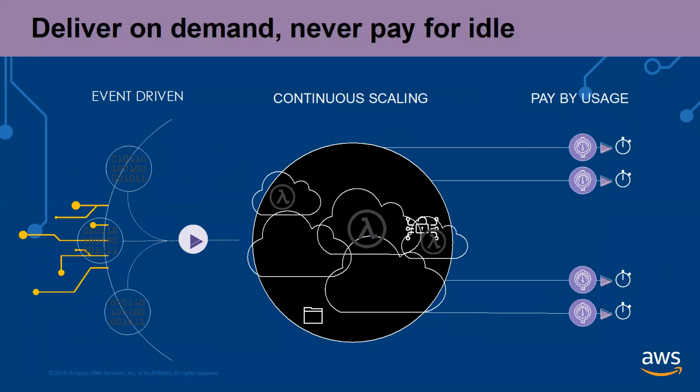One of the main components of serverless is that another term you might hear is event-driven or step computing. There's a continuous ability to scale. Lambda will scale up and down based on the number of invocations you need to meet your performance requirements. And another important pillar of serverless is you pay by usage. So you're never paying for idle time. You're only paying for what you need.